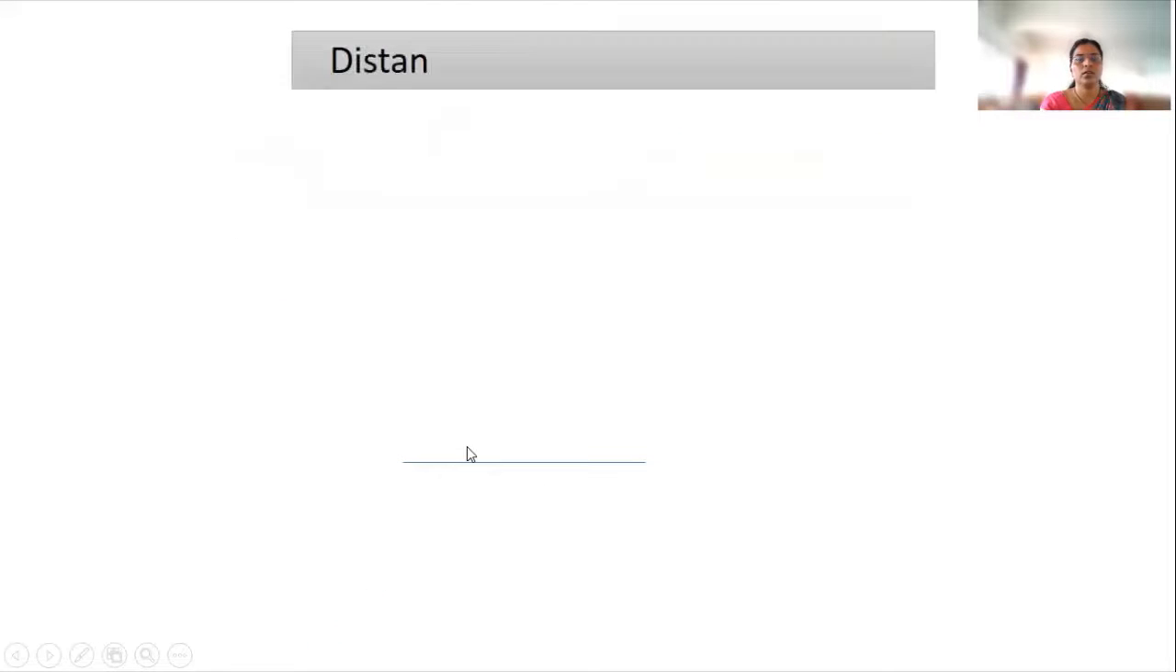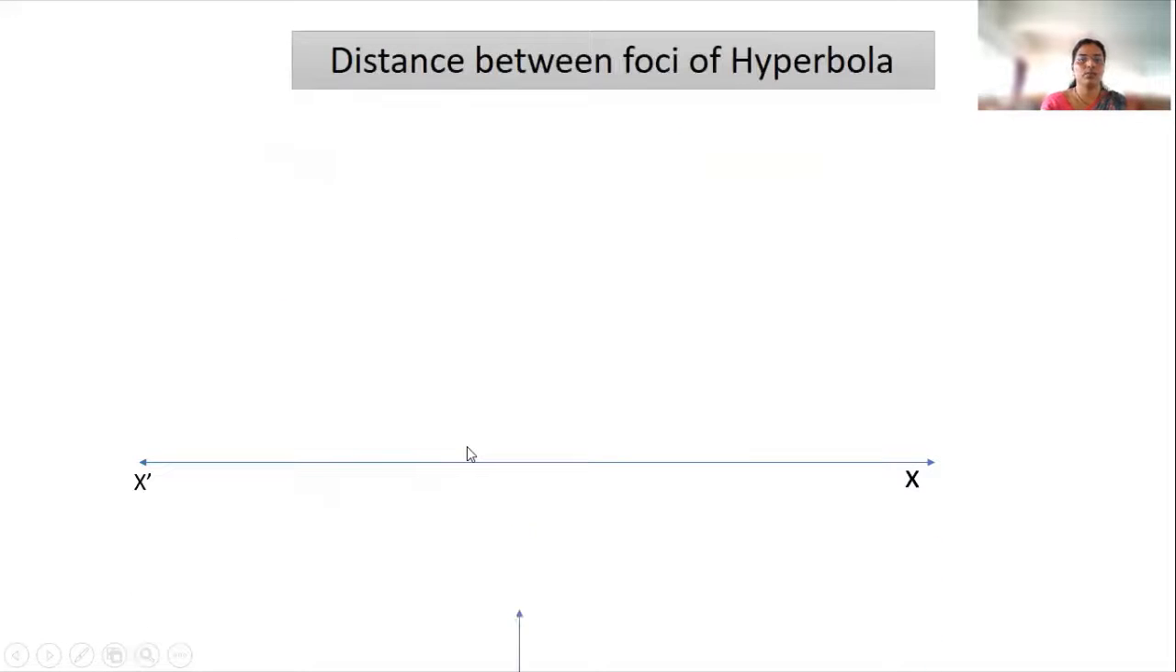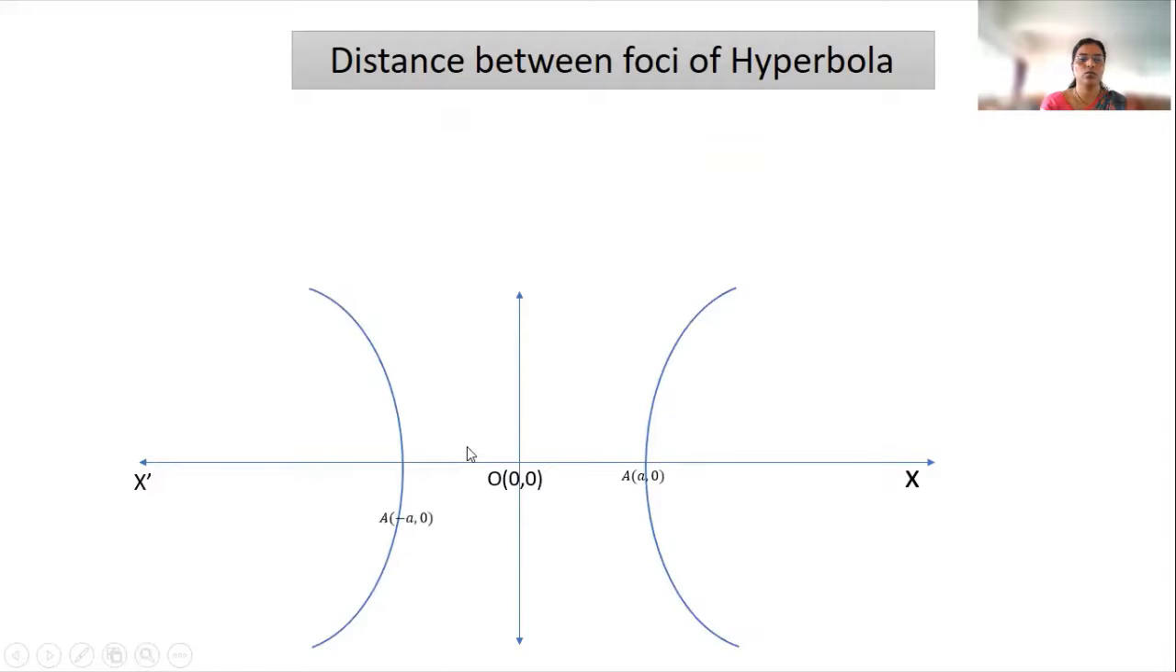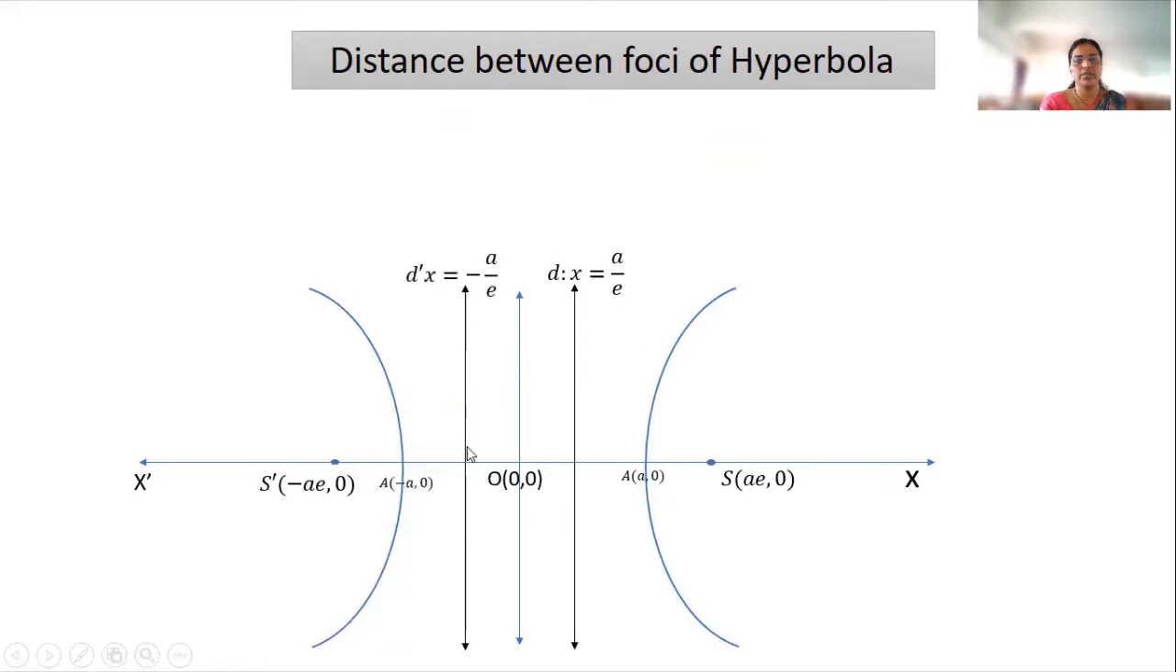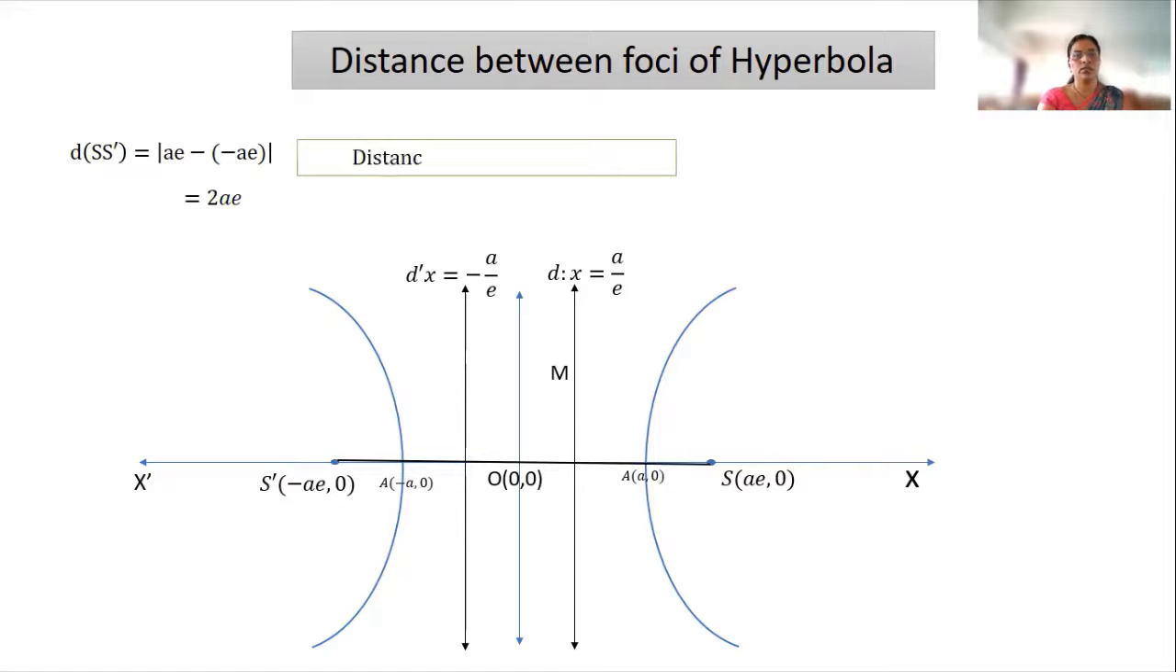Now, the distance between the foci of the hyperbola. Consider a hyperbola with center O, vertices A and A dash, foci S and S dash, directrices D and D dash. Then the distance between the foci is S S dash. The coordinates of the foci are S (ae, 0) and S dash (minus ae, 0). Then the distance between the two foci is 2ae. Therefore, the distance between the foci is 2ae.